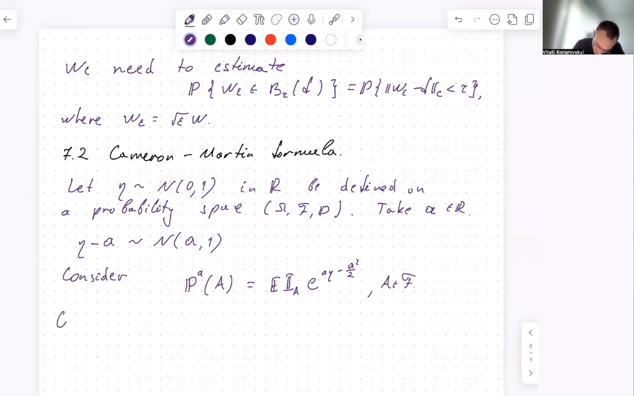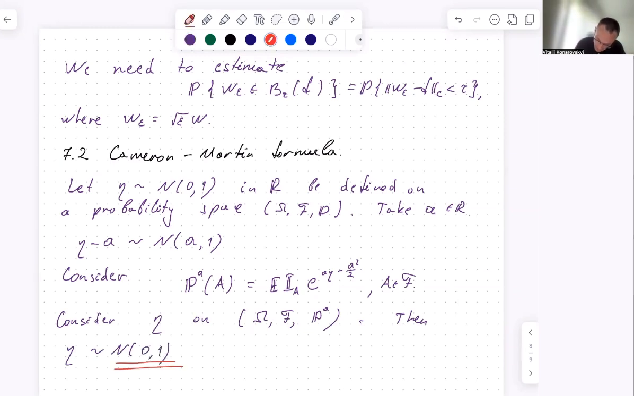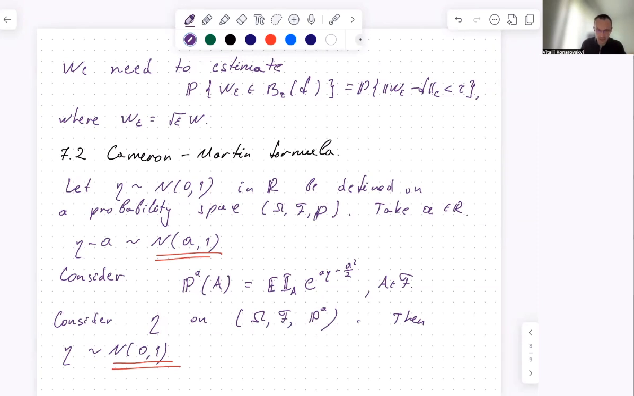And now we consider eta on the probability space Omega, F, but we change the probability measure. Then it turns out that eta has a normal distribution with parameters 0 and 1. Be careful: with respect to the old distribution P, it has the expectation a, but when you shift it and change the probability measure in a special way, you obtain that eta minus a has a normal distribution with parameters 0 and 1.